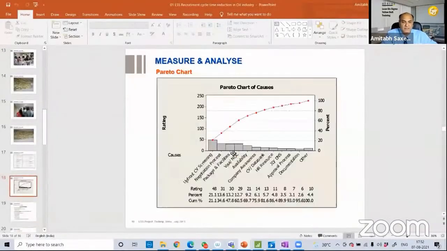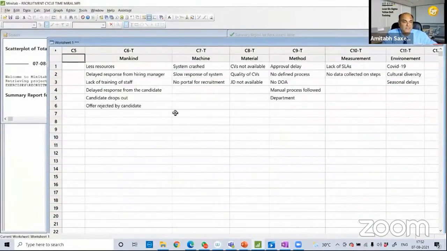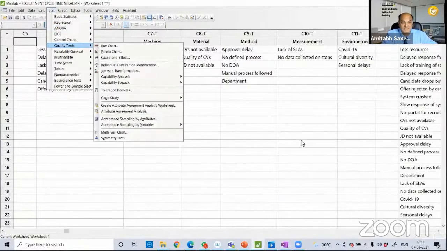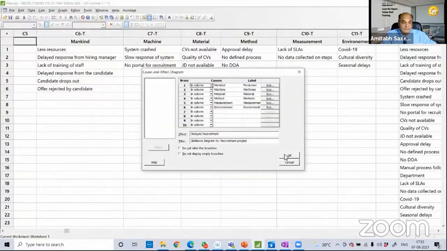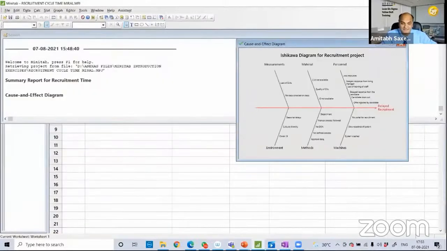So this is the man, machine, material, right? Man, machine, material, method. These are the causes. I can quickly do it. Nowadays, everything is automated. Don't have to really worry. So I make the cause and effect diagram. Okay. Delayed recruitment is due to so many causes. Well, I can't work on all the causes.